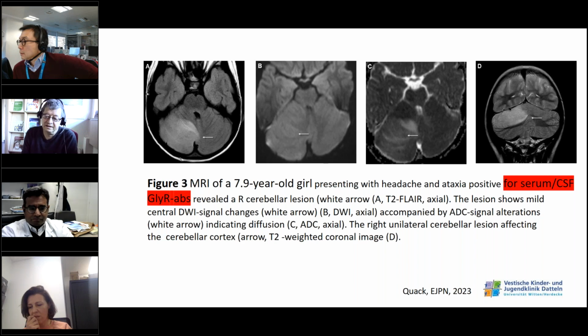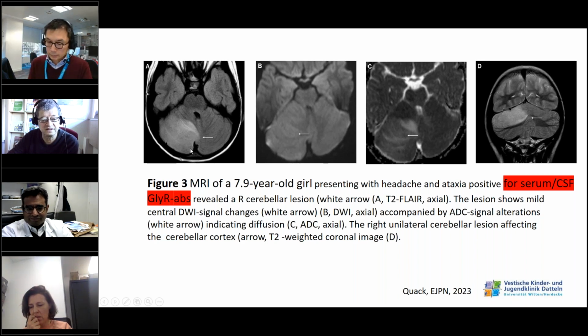presentation. In a recent paper by Lisa Quark, also published in the European Journal, she showed a child, for example, with a glycine receptor antibody in serum and CSF. You can see this here on the axial image with diffusion changes, and quite impressive on the transversal section of a unilateral antibody-mediated glycine receptor antibody cerebellitis.